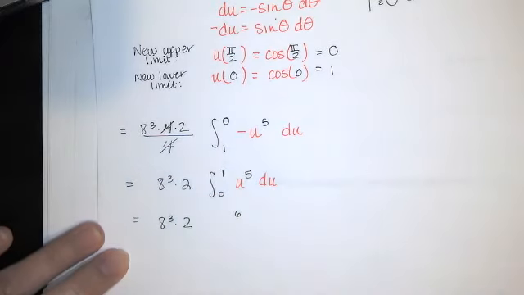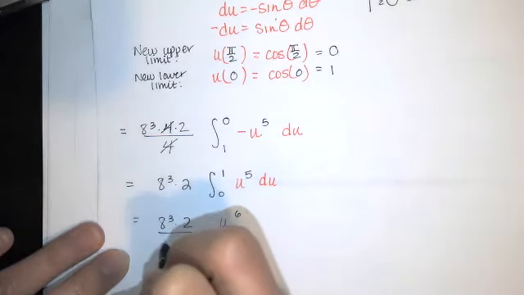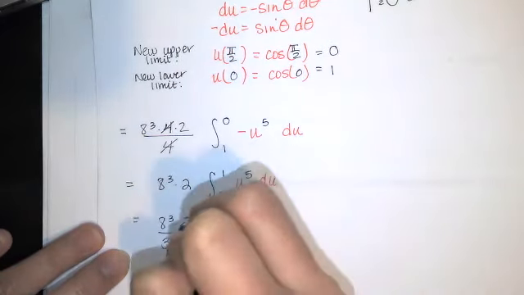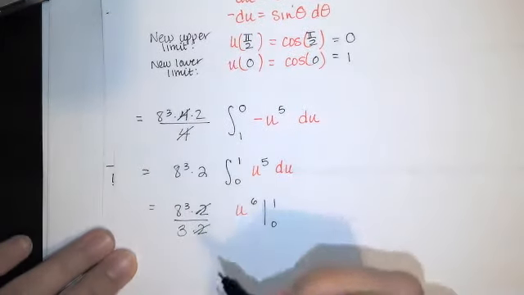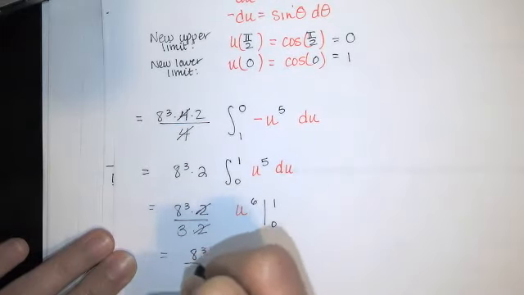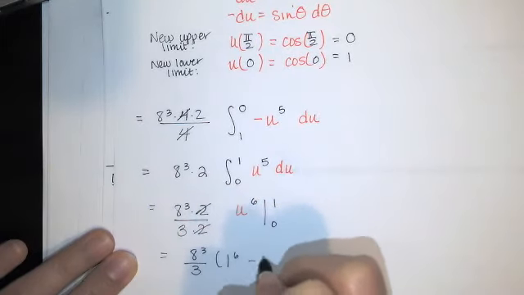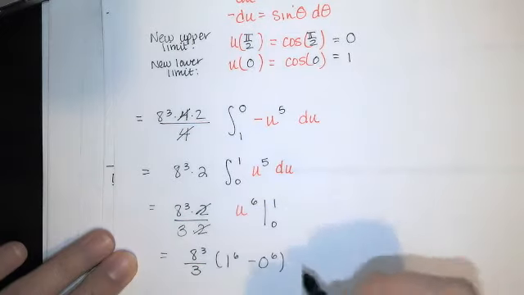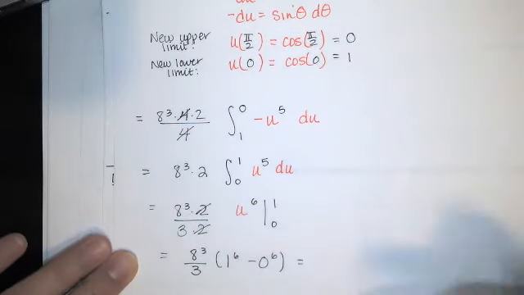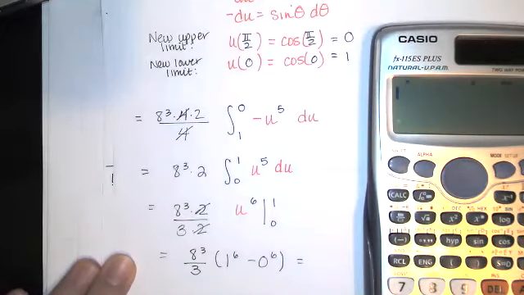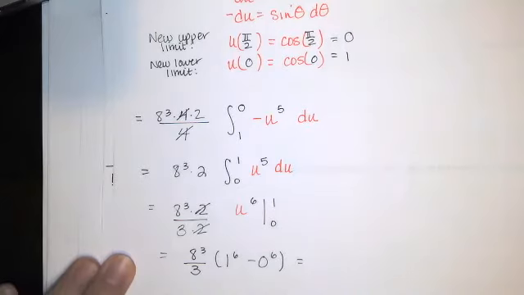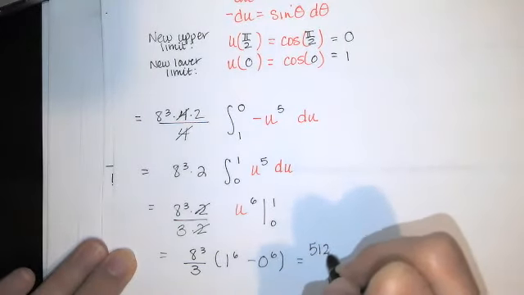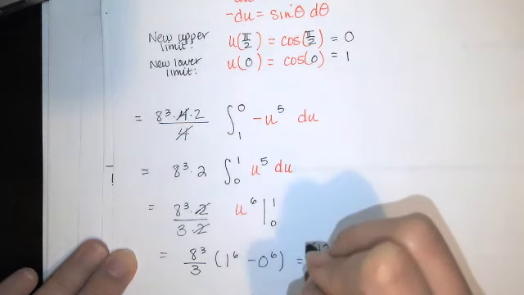I want to add 1 to the exponent, divide by the new exponent. 6 is 3 times 2. As my 2's reduce, and then I can evaluate from 0 to 1. So I get 8 cubed over 3 times 1 to the 6th minus 0 to the 6th, which is of course just 1 minus 0 times that number. And I don't know what 8 cubed is. 512. Oops, sorry for that reflection. So it's 512 over 3.